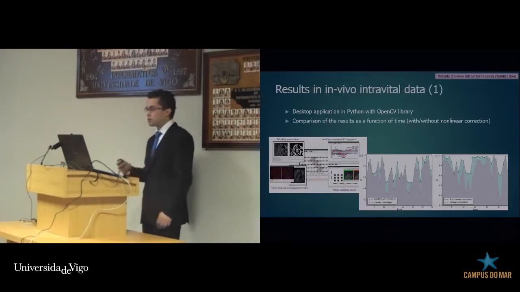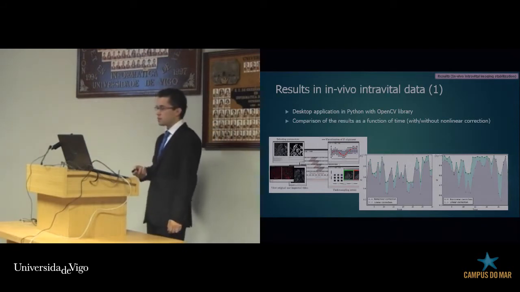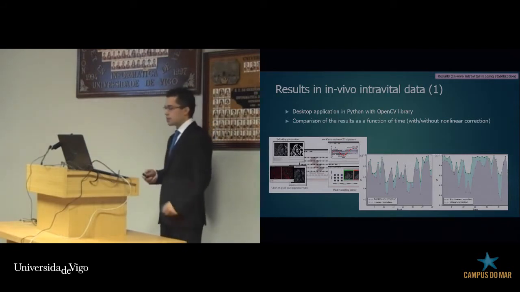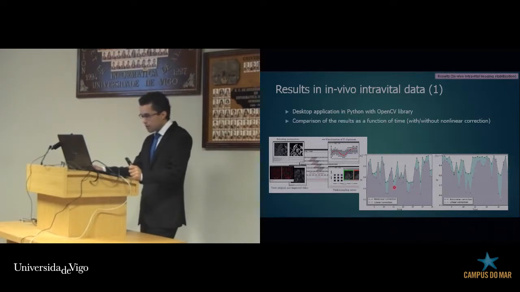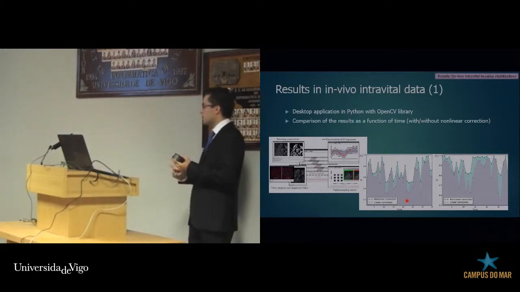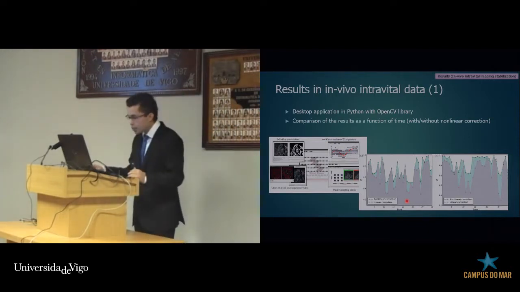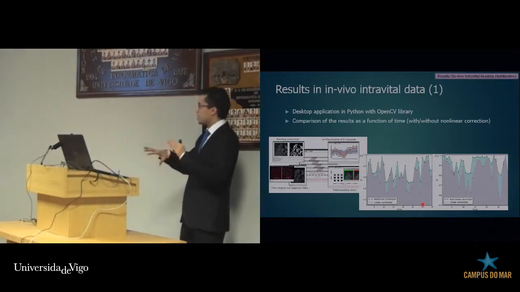Well, finally, related to the experimental results that we obtained, we created a stack application in Python with the OpenCV library, and you can see in these figures the comparison of the results as a function of time. So you can see in violet it's using linear correction. Linear correction is only using Fourier space with log polar transformation and phase correlation. And in green, you can see the results using our model, selecting the part of the images that you want to use to do the stabilization.